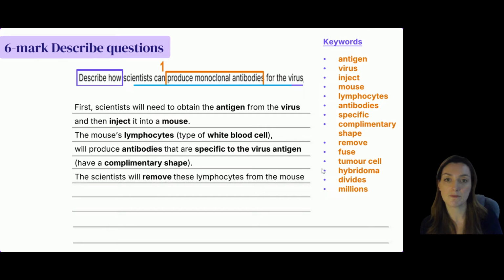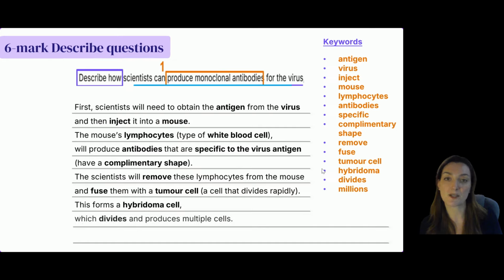We will remove the lymphocytes and fuse them with a tumour cell. This produces a hybridoma cell. Hybridoma cells can divide rapidly, and when they do, this will produce lots of clones of hybridoma cells, which can produce millions of monoclonal antibodies.